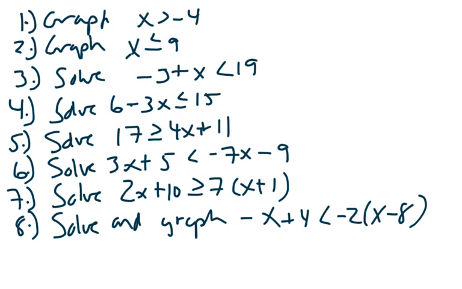So we have graph x is greater than -4, graph x is less than or equal to 9, and then solve each of the following. -3 plus x is less than 19. 6 minus 3x is less than or equal to 15. 17 is greater than or equal to 4x plus 8. 3x plus 5 is less than -7x plus -9. 2x plus 10 is greater than or equal to 7 times (x plus 1).